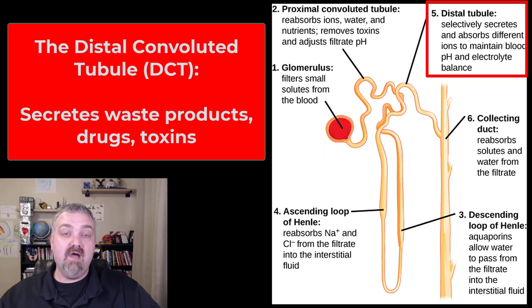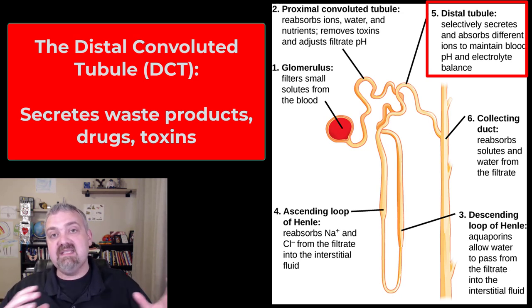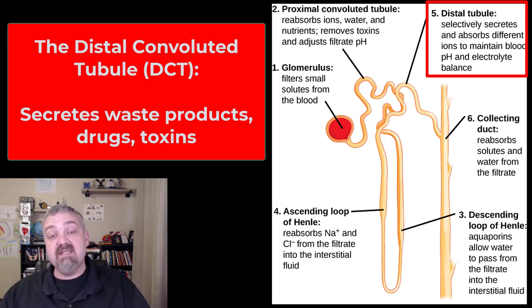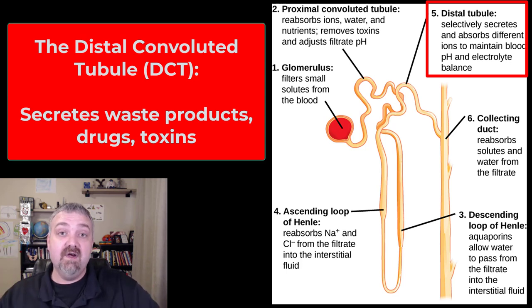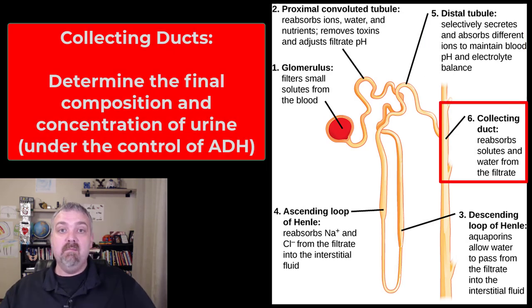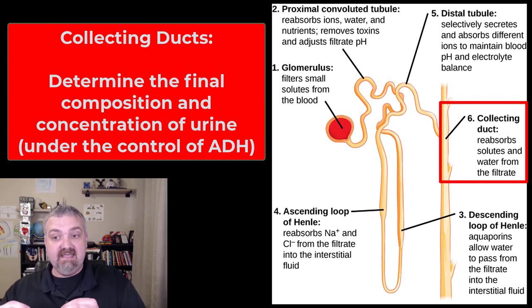Then we go to the distal convoluted tubule. It does absorb things, but in a word, I want you thinking secretion. The stuff we have to get rid of that hasn't been properly filtered out will be actively secreted here. So think secretion of waste products, drugs, toxins, these types of things, primary function of the distal convoluted tubule, or the DCT. That's where a single nephron ends. Multiple nephrons will then fuse to become the collecting ducts.